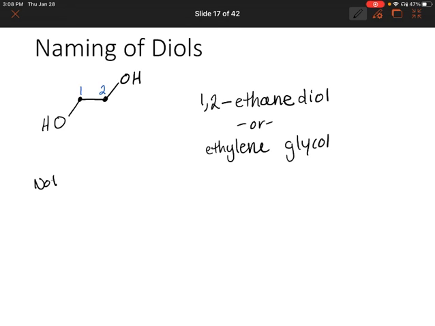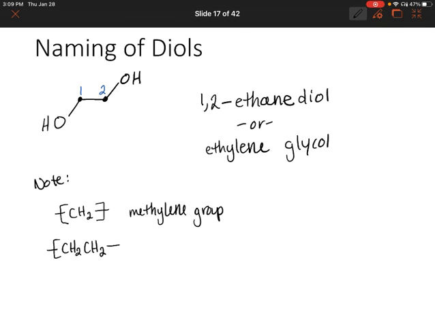So just as a note, if you have, for instance, just a single CH2 group in your molecule, that is called a methylene group. Or, as we have above, if you have a 2 carbon group kind of in the middle of your molecule, that's called an ethylene group. And so that's where the ethylene comes from up above, because we have 2 carbons in the center there.